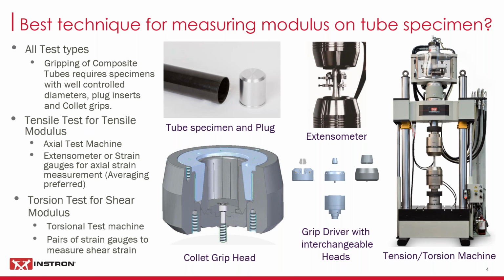Then if you want to do torsion testing, it's going to require, obviously, a torsion machine. Here's an example of a dynamic torsion machine shown here. It's actually a tension torsion machine, so it's capable of both tension and torsion and combined tension torsion operation. And again, needing to measure the strain is probably done with pairs of strain gauges configured to pick up shear strain.